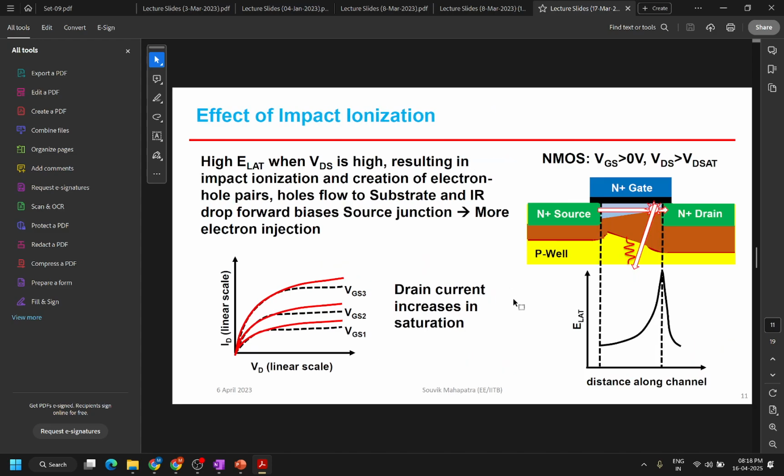Next, we have impact ionization also, where the field effect is very high because of high drain voltage, and that creates ions here. So the device cannot be off. That creates a huge energy here, which again we don't want.